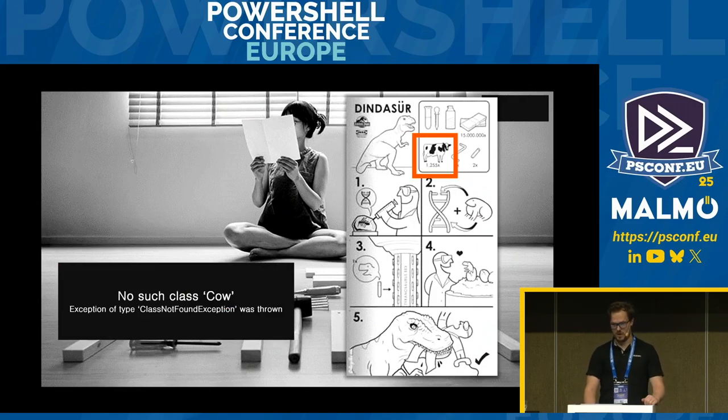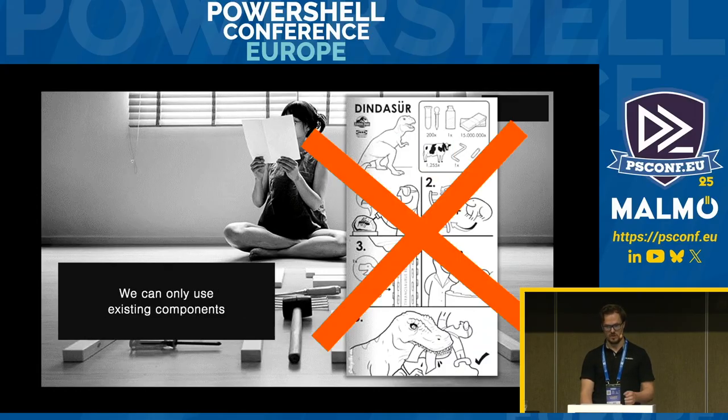Of course, this is not going to work because she doesn't have a cow at home, so she can't really do this, right? And it's the same thing in programming. You cannot introduce new code as part of the deserialization. You can only use the code that already exists within that application.